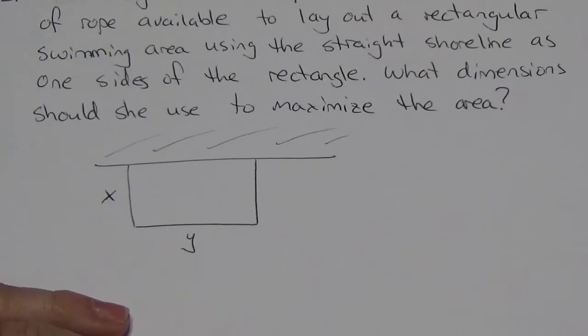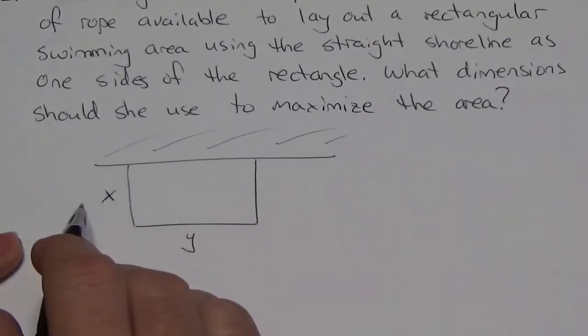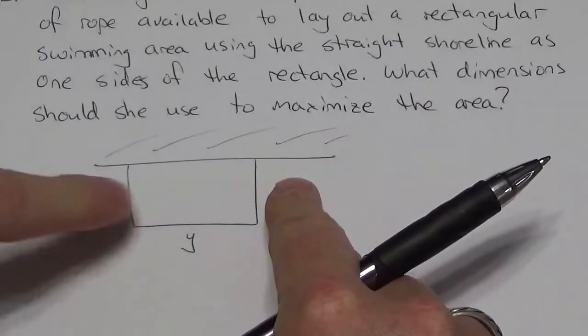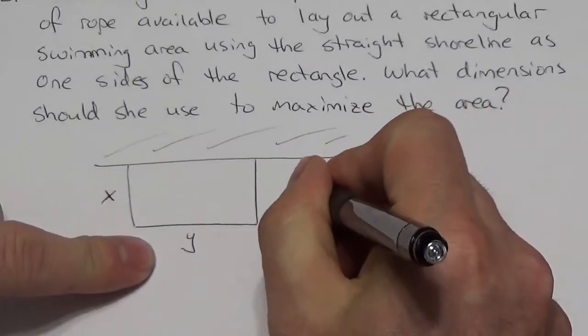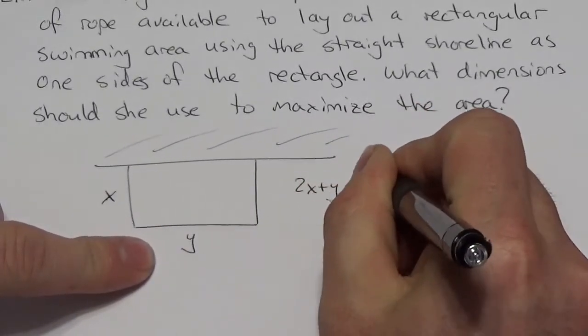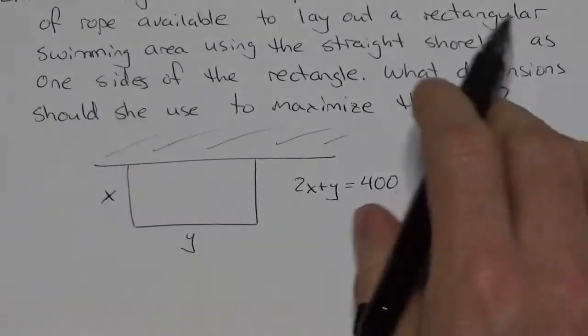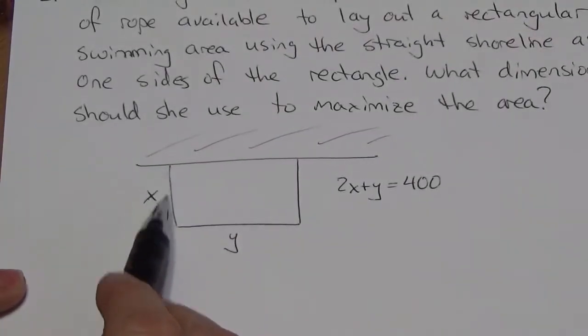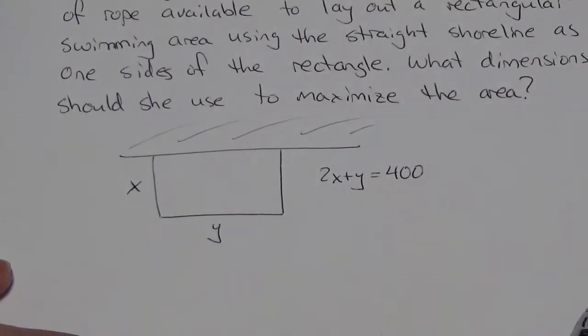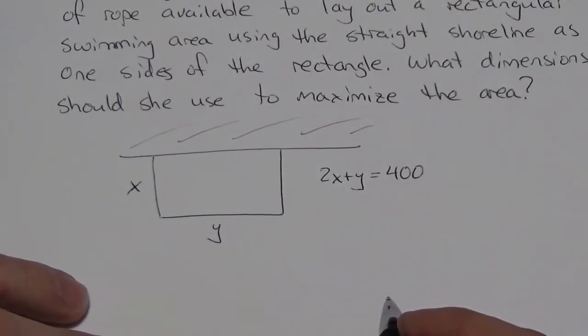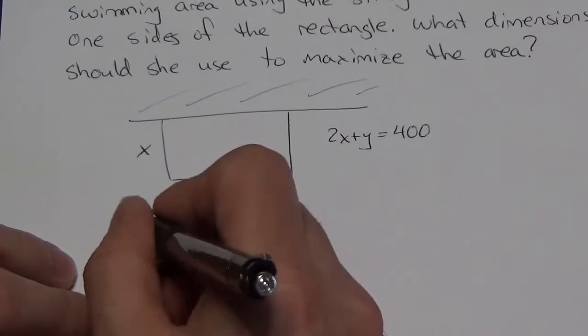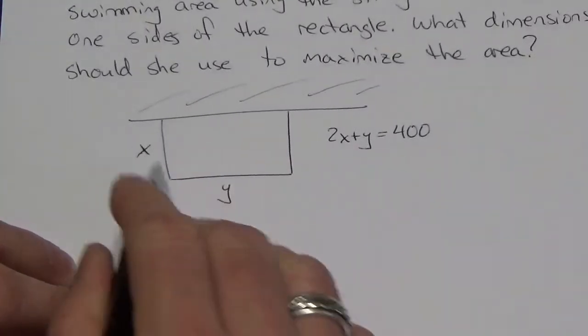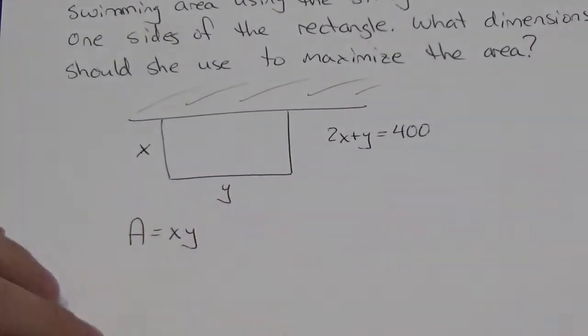Well, we're going to do this a little bit differently here. We know that two x's and that y are going to equal 400, because we had 400 meters of fencing total. So our fencing is going to start here on the shore, come out, go across, come back in. We also know that we are trying to maximize the area, and the area here is going to be x multiplied by y.